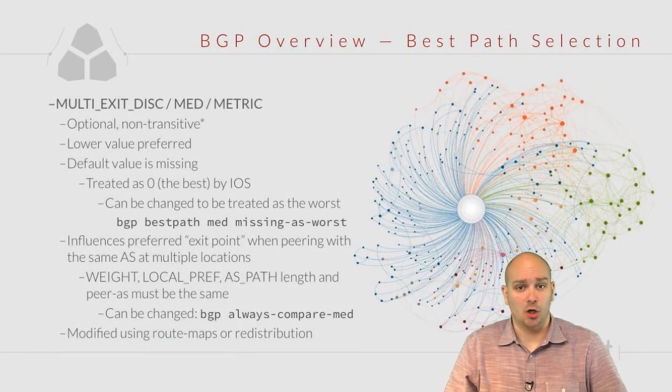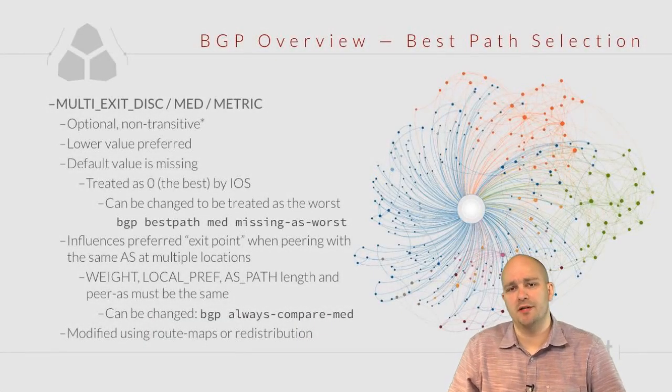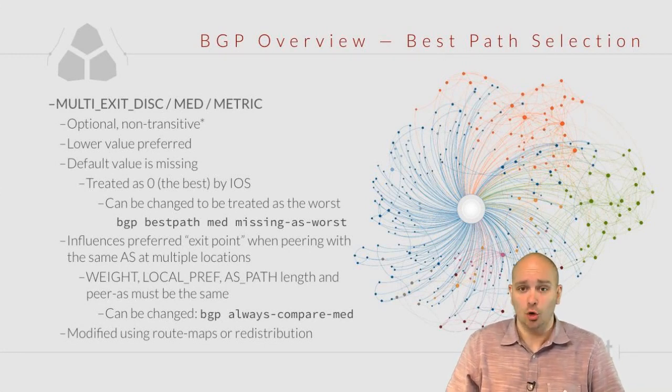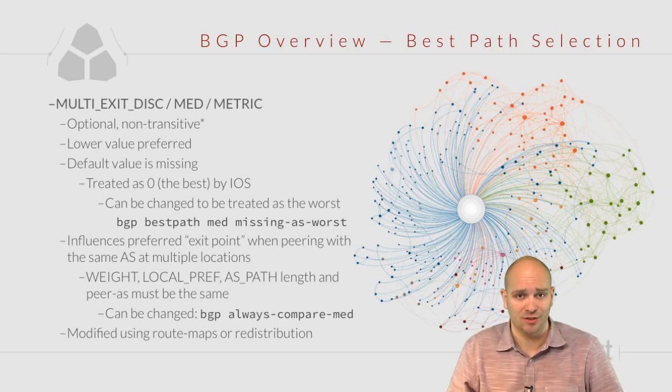If there would be a contest about the BGP attribute with the most names, multi-exit discriminator, or MED, or metric would probably win that contest.